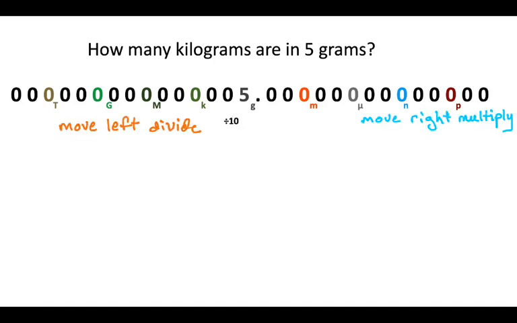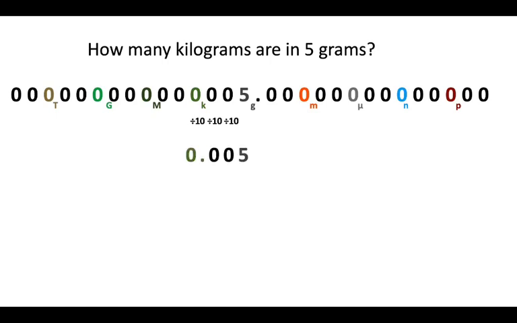Well, earlier we said if you move right, you multiply. Now, if you're going to move left, you're going to divide. So we're going to divide by 10, once, twice, 3 times to get our answer, which in this case is 0.005. And notice we've got our kilo position here, 2 other zeros in between, and there's the original 5 that we had.